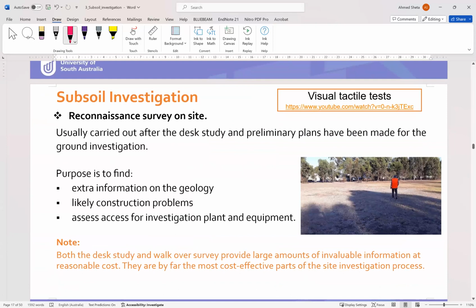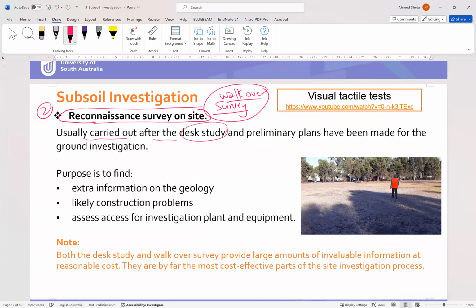the next stage, or stage number 2 in the subsoil investigation, is the reconnaissance survey on site. This survey can be called a walk-over survey. So we need to go to the site and walk over, and it is usually carried out after the desk study and preliminary plans have been made for the ground investigation.